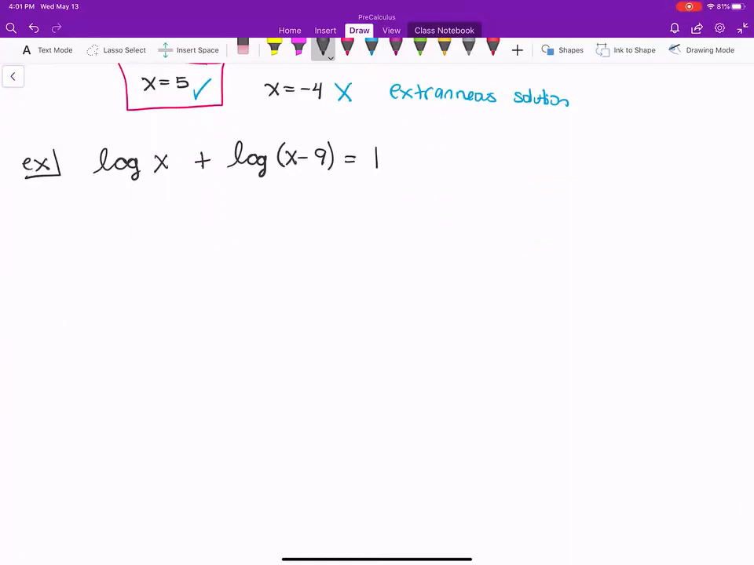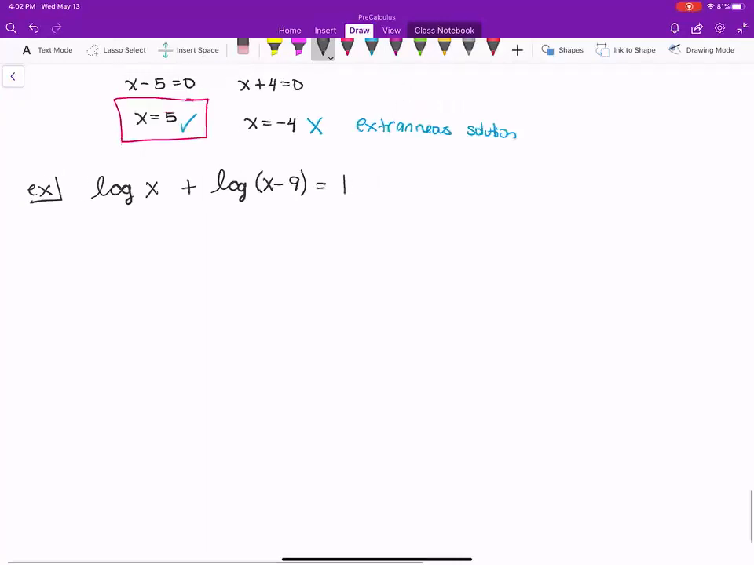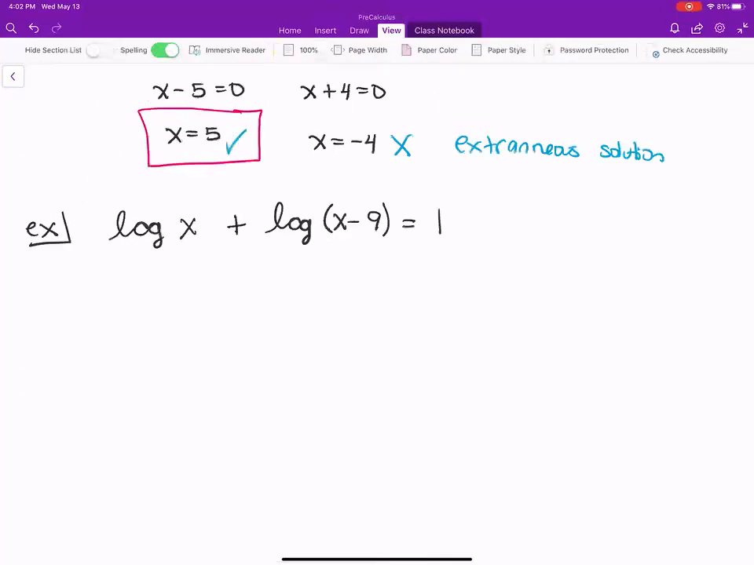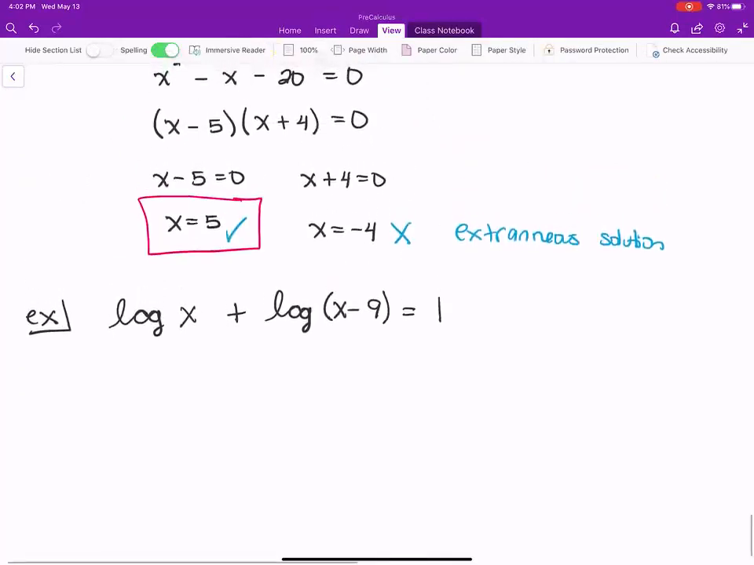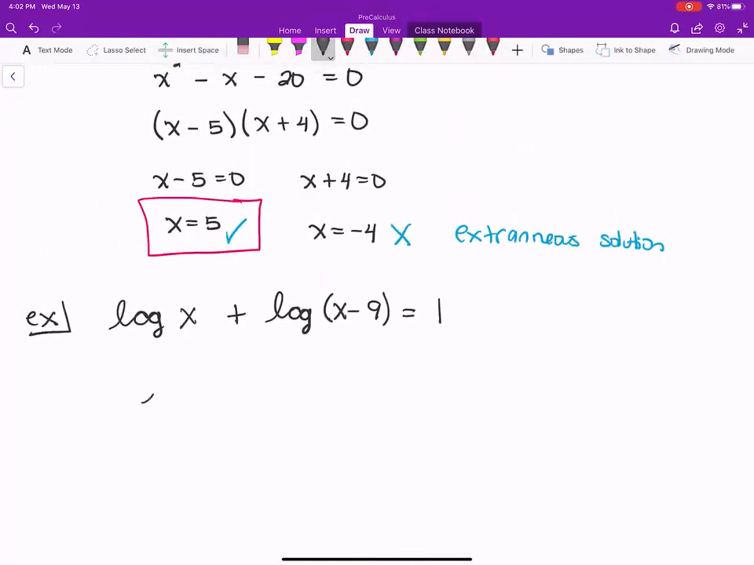All right, so you should have only gotten an answer of x equals 10, but if you're not careful, you might have accidentally held on to an extraneous solution. So first thing you should have done was to condense the 2 together, so you'll have log of x times x minus 9. I usually like to do brackets to make it easier to read.